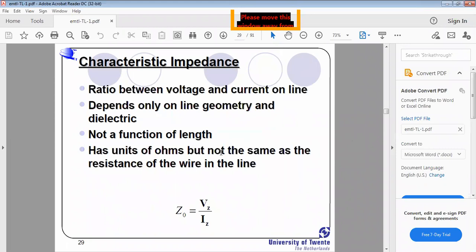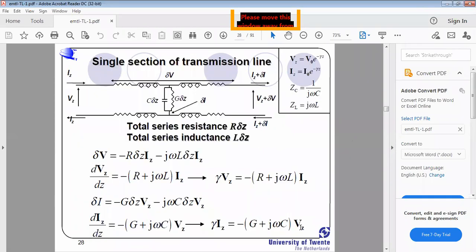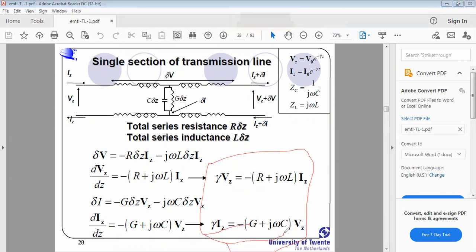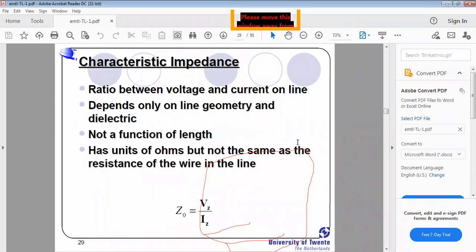See here, characteristic impedance. Remember this slide and this expression, because only from this expression is the entire unit covered. The Vz and Iz relations, minus (R plus j omega L) into Iz and (G plus j omega C) into Vz. This is the one part: these are called transmission line equations in terms of primary constants and secondary constants.